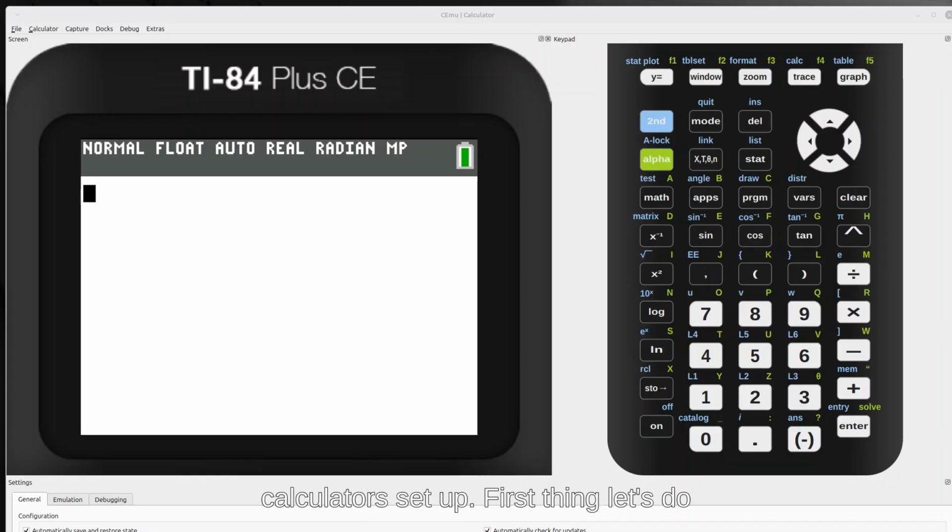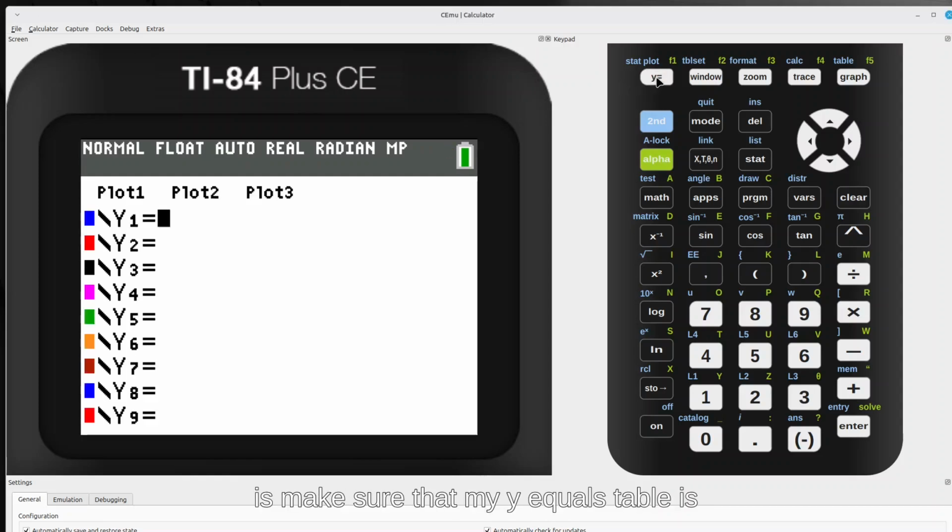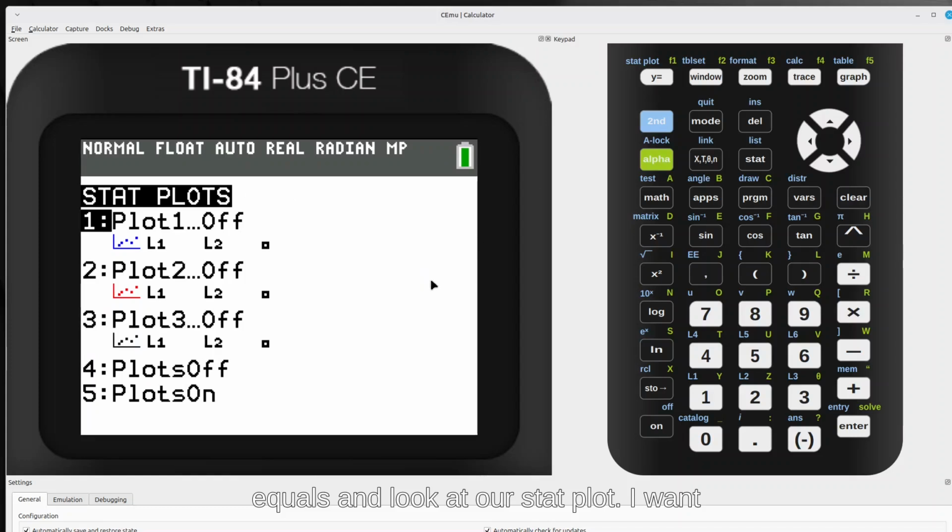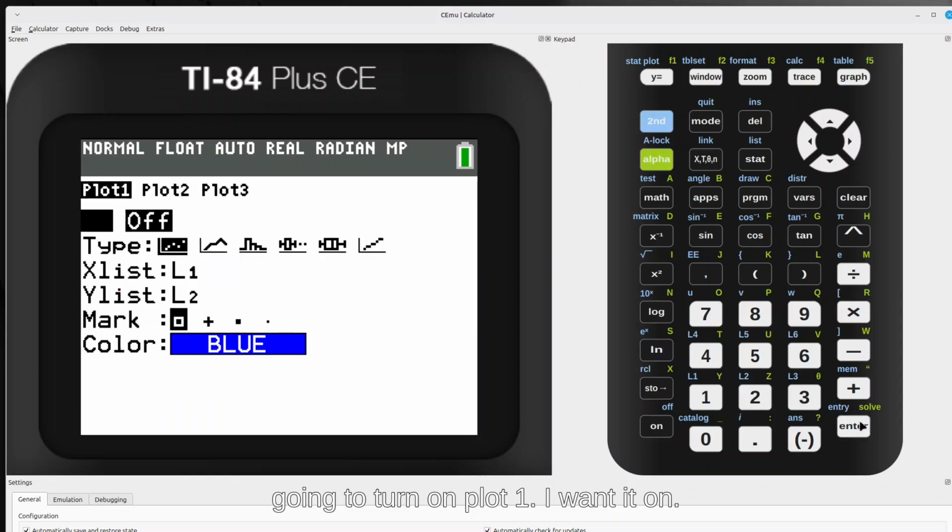Let's get our graphing calculator set up. First thing, let's make sure that my y equals table is clear. Next, let's go to second y equals and look at our stat plot. I want to make sure all the plots are off. I'm going to turn on plot 1. I want it on. My y list, I want to be L4, so I'm going to hit second and 4. That makes it L4.